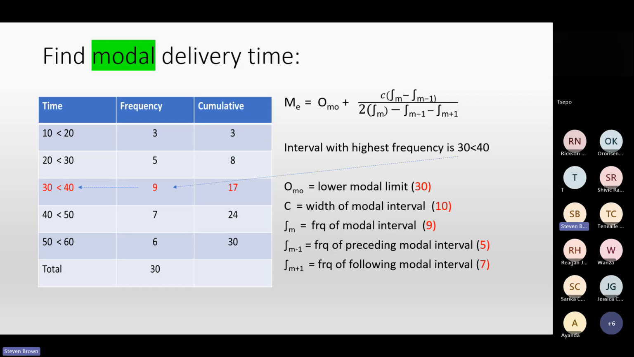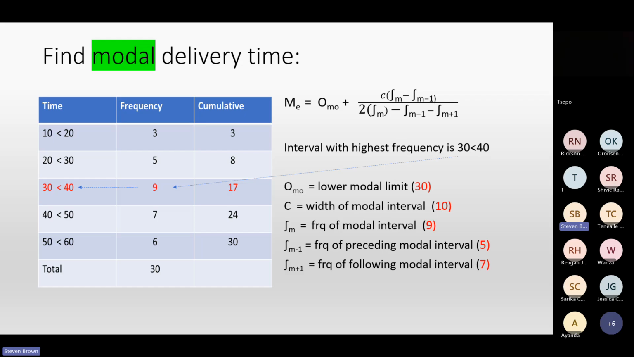Plus, and then we have C. C is always the same. It is your interval width. FM is the frequency of the modal interval, minus the frequency of the interval below it or preceding it. This is the frequency of the modal interval multiplied by 2, but only that is multiplied by 2, minus the frequency of the preceding interval, minus the frequency of the interval above it.